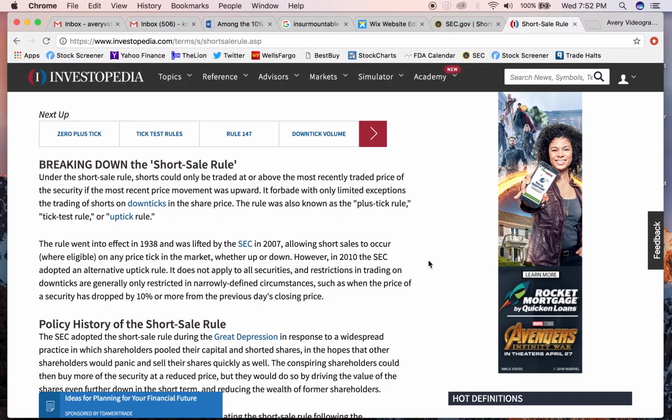What this means is that shorts are unable to hit the bid on the level 2. They have to place a limit order on the ask price. The SEC initiated this so that shorts cannot just plummet a stock into oblivion.